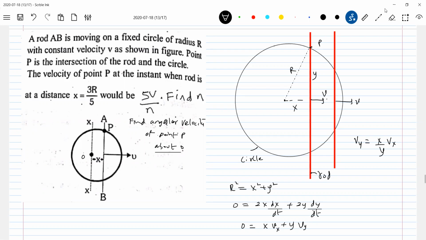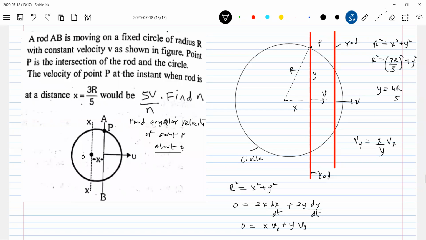Now when x equals 3R by 5, we are asked what is the velocity of the point P of the rod. So I'll take help of this again. R square is equal to x square plus y square. With x equal to 3R by 5, whole square, y will be, how much? 4R by 5, sir. Yes, y equals 4R by 5.